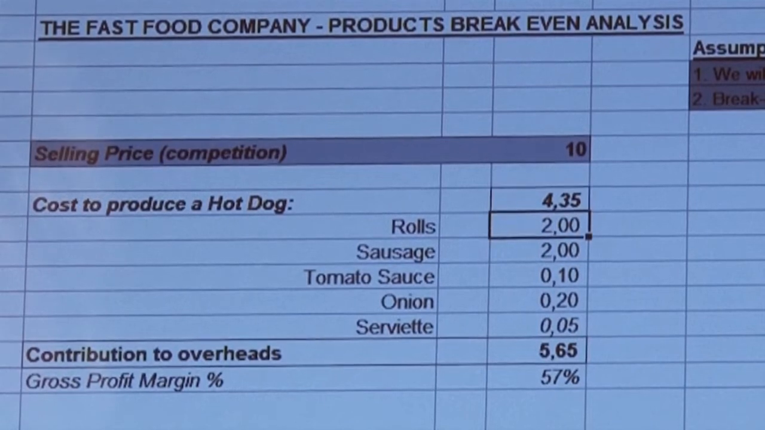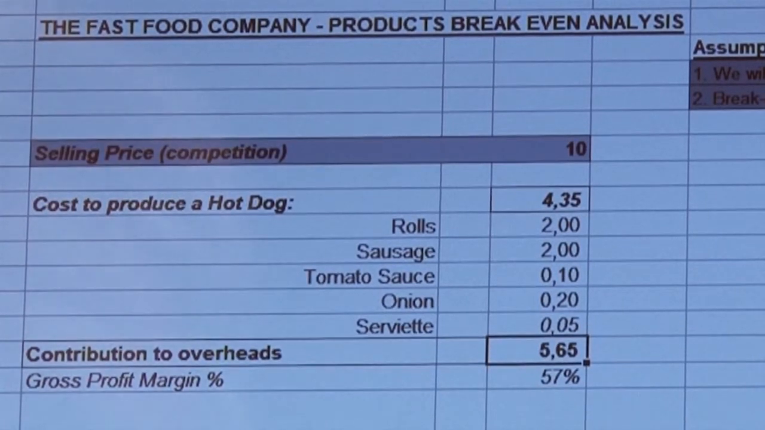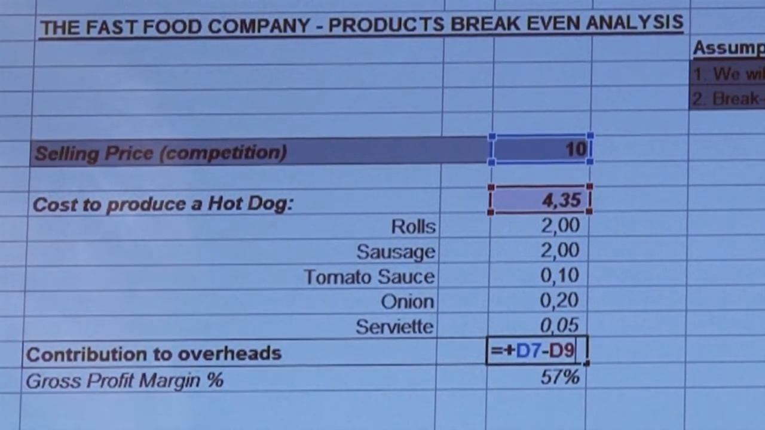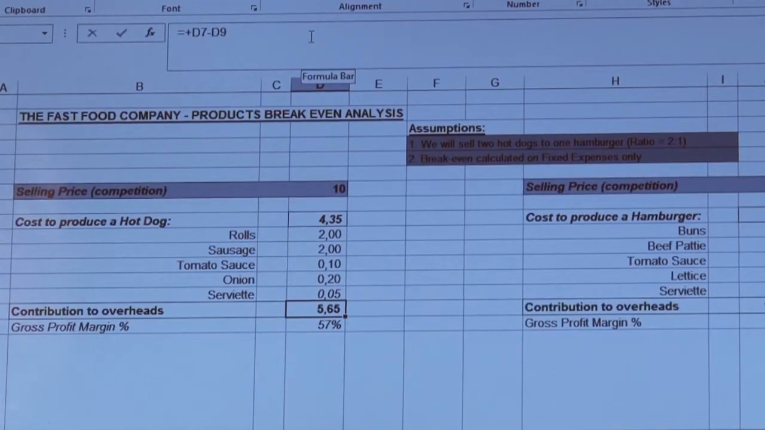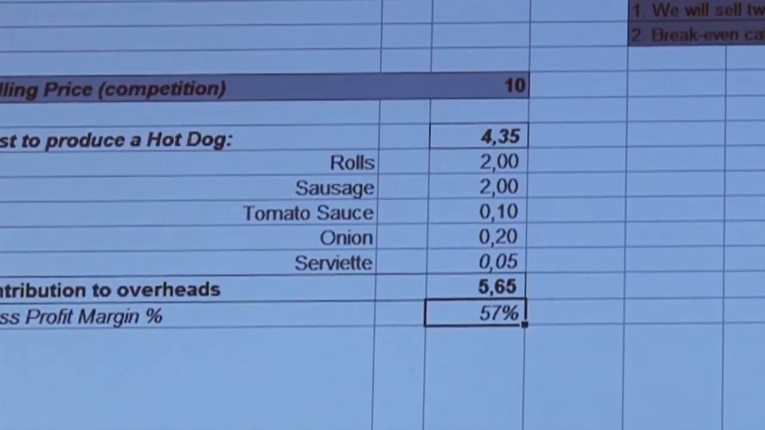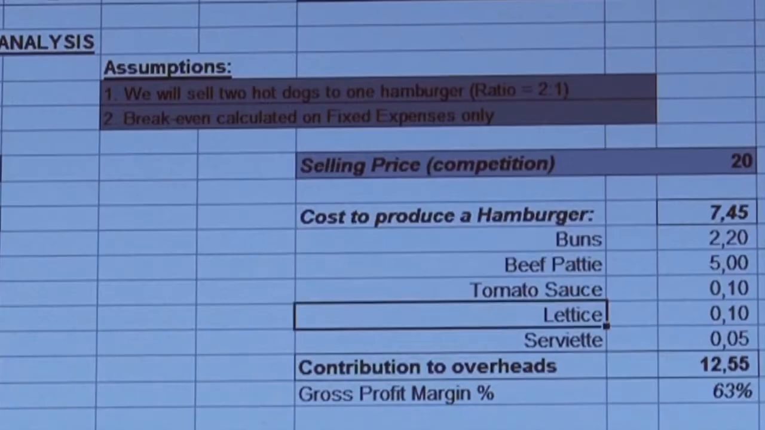If you have a look then at the contribution to overheads, what we're saying then is the selling price less the cost price here, the selling price less the cost price, gives us a contribution towards overheads. If I push F2 on that, it'll show you the formula. It's the selling price less the cost price of the hot dog, and it gives us a contribution towards hot dogs. If we have a look at the gross profit margin then of this hot dog, we can look at what is the contribution per hot dog, okay, versus the selling price, and we receive a 57% contribution towards overheads, or gross profit margin.